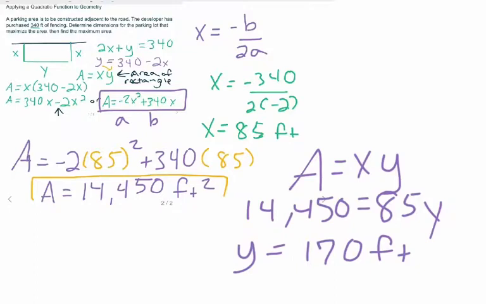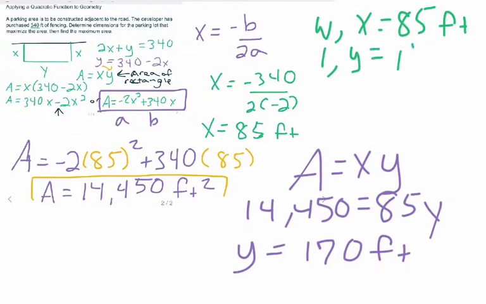Therefore, our dimensions: width, which is x, was 85 feet. Length, which was given as y, equals 170 feet. And our area was 14,450 feet squared.